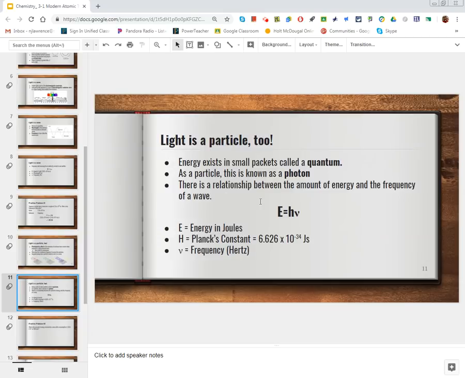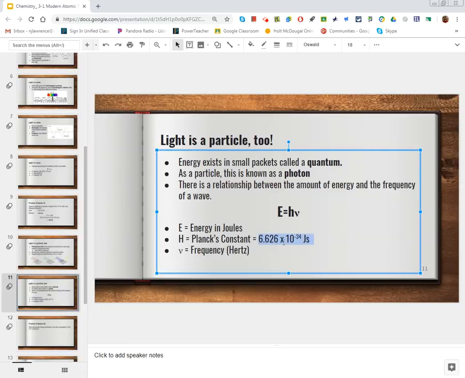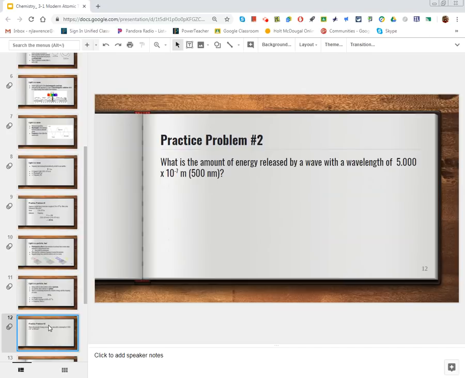So here we go. Energy equals Planck's constant times the frequency. Planck's constant is something you have to memorize: 6.62 times 10 to the negative 34 joules times seconds. The nu here is called frequency. That's measured in hertz. Hertz is nothing more than seconds to the negative 1 power, so I could put that here just to show you what that looks like. But hertz is just a fancy name for per second. That's all that is. So now, some problems we're going to do in class, and we'll work on this in our homework.